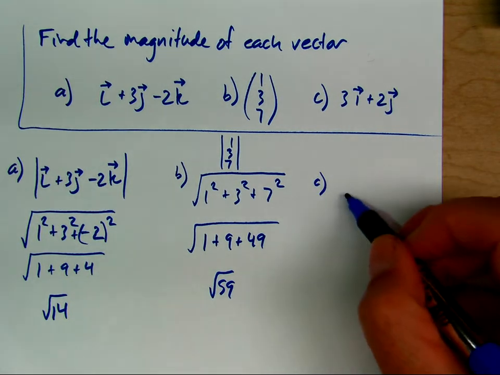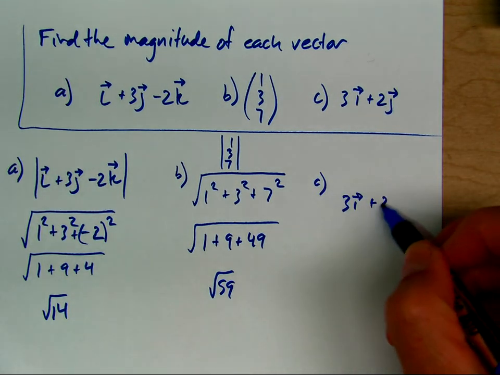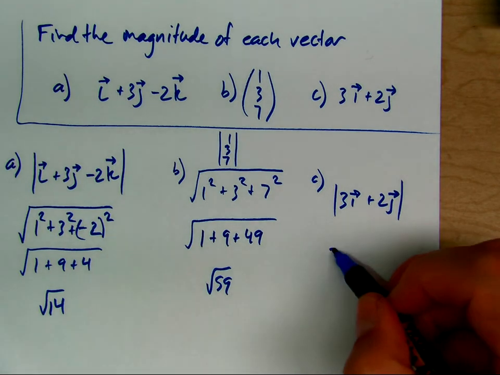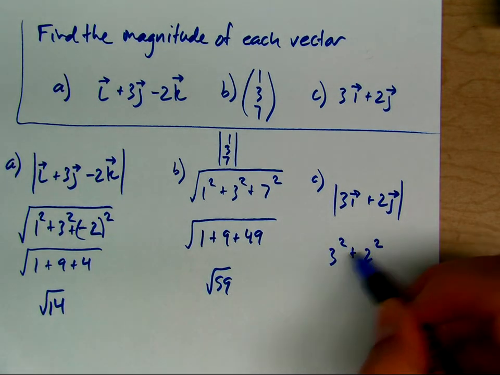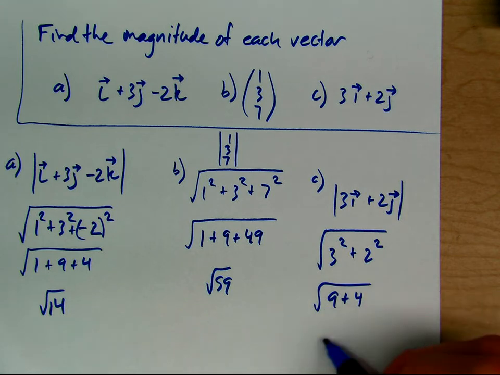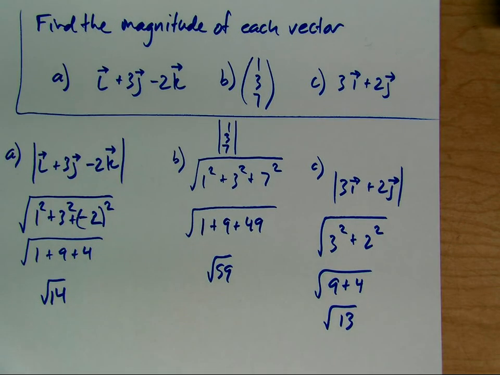Part C, 3i plus 2j, 3 squared plus 2 squared, 9 plus 4, 13. And with the magnitude, then we can find unit vectors.